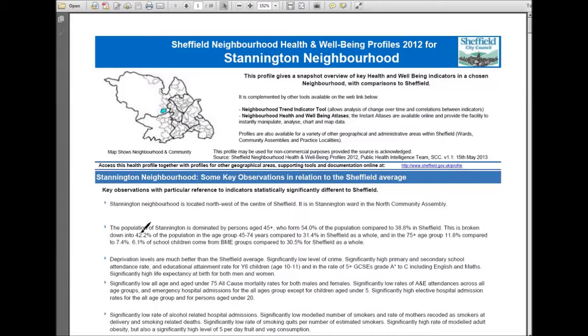So for Stannington, the vast majority of the population is aged over 45 to 50, in the 45 to 54 age group, and the deprivation levels are generally lower, and that, as we might expect with a lower deprivation, they've got less health problems and less problems with the other wider determinants of health, such as educational attainment and attendance.